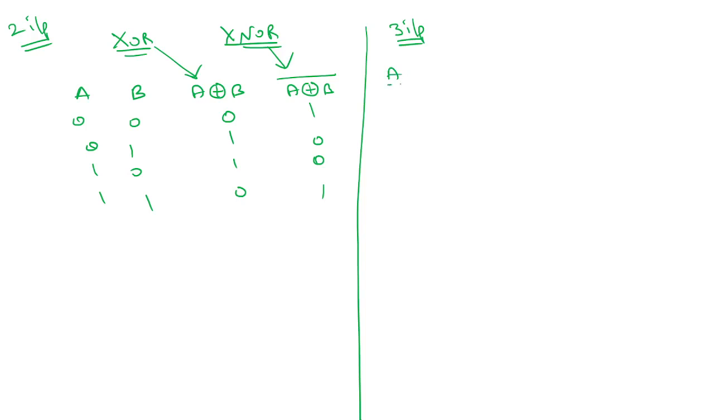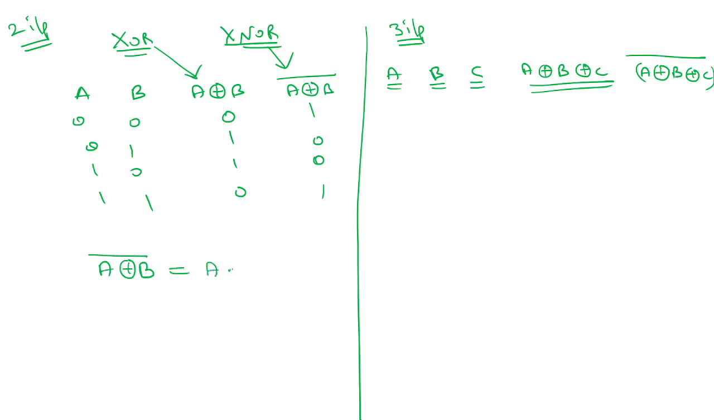Now, what is the 3 input case? You have A, B, C, and you have A XOR B. The way you have done 2 input, you cannot do the same thing here. Alright? And remember this, A XOR of B complement is equal to A XNOR of B. Here the catch is A XNOR of B XNOR of C is not equal to A XOR of B XOR of C complement. That's the catch here. For 3 input condition, it is not valid. I cannot write like that.